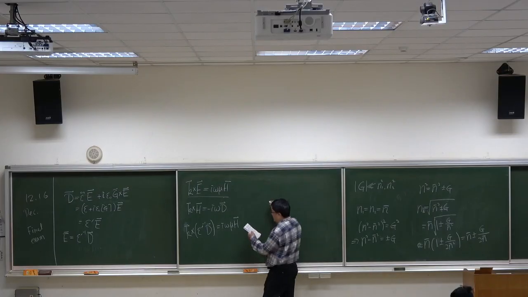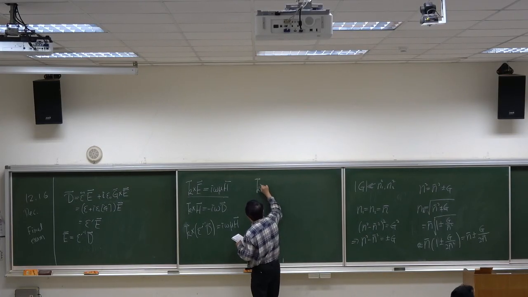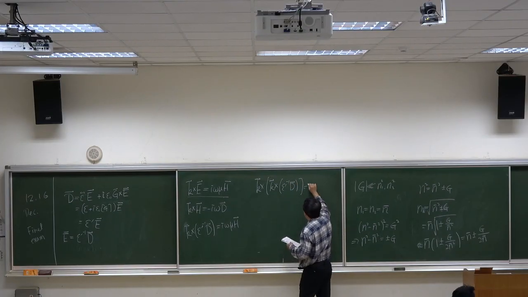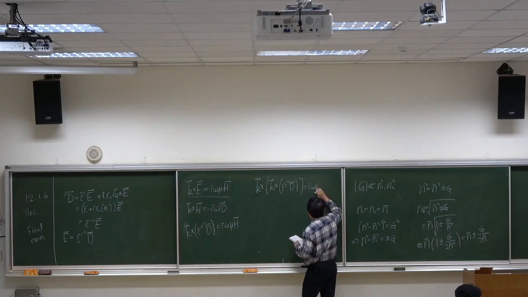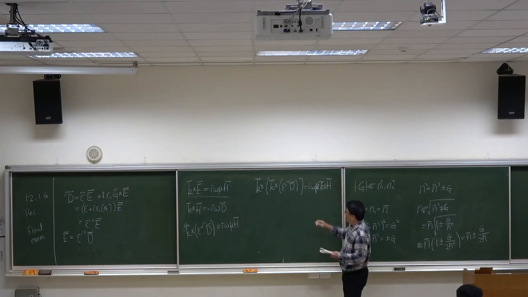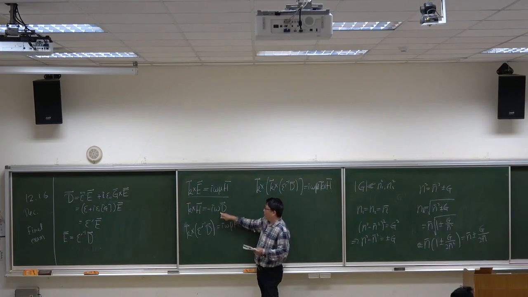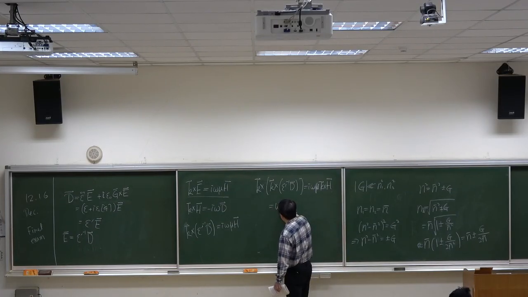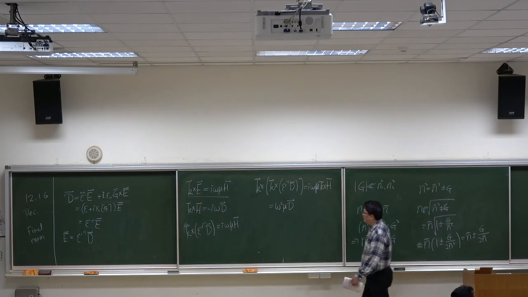So K cross epsilon prime inverse D is equal to i omega mu K cross H. And now K cross H is minus i omega times D. So this is equal to omega squared mu times D. Okay.